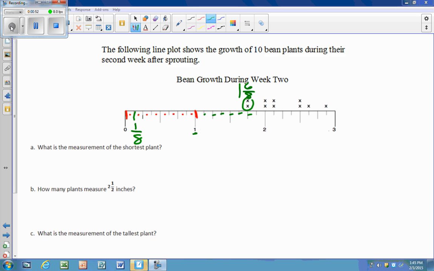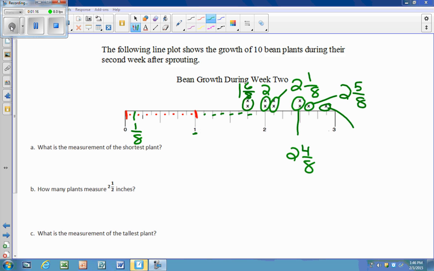So now I look over here, and this is worth 2 because they're at the whole number 2. And now I look here, and each x here is worth 2 and 1/8. And I look over here, and each of these is worth 2 and 4/8. And this one over here is 2 and 5/8. And this one over here is 2 and 7/8. So now I know what all the measurements are. It will help me to answer the questions.